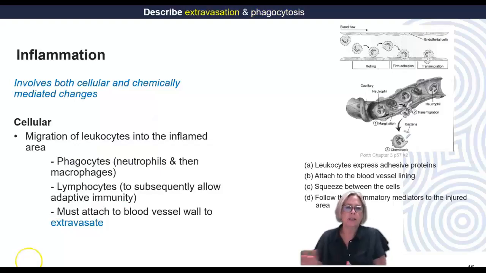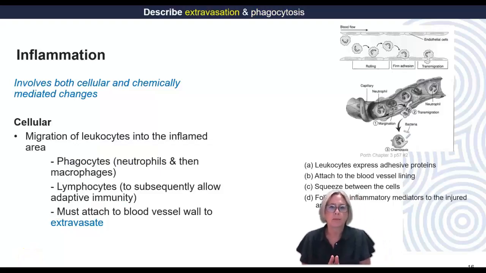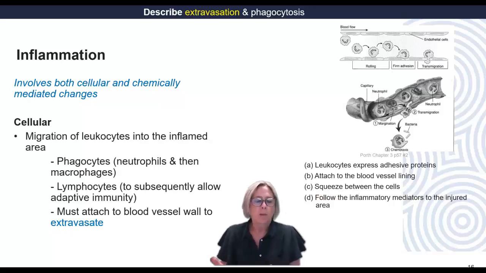Now, inflammation, as I keep mentioning, does involve both cellular and chemically mediated changes. When we're thinking about the cellular component, we're talking about the white blood cells, so migration of leukocytes into the inflamed area. Early on in inflammation via the neutrophils, and then followed up later by the macrophages. Lymphocytes also infiltrate into the area to subsequently allow adaptive immunity, and that whole sort of memory component that allows our immune systems to remember an antigen or a pathogen or a toxin once it's seen it previously.